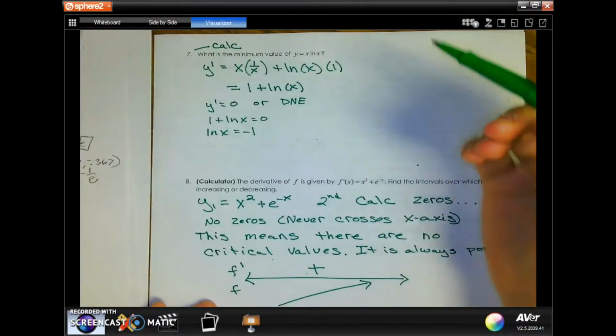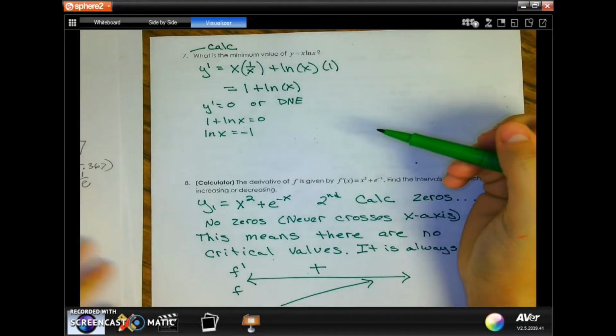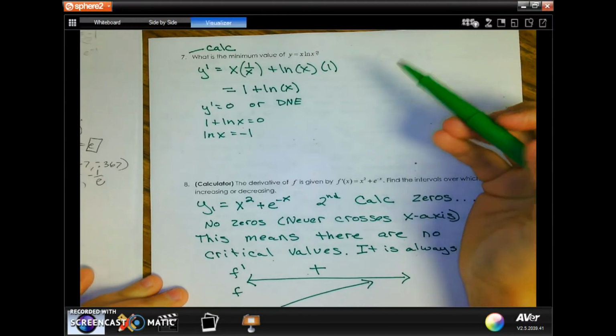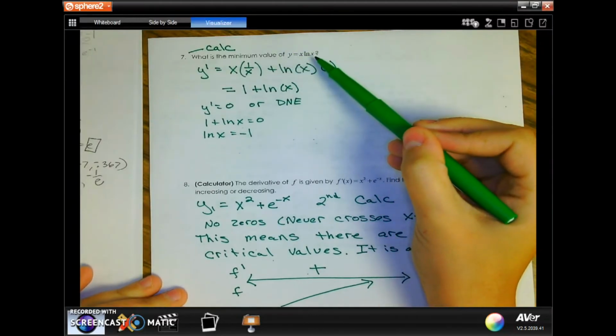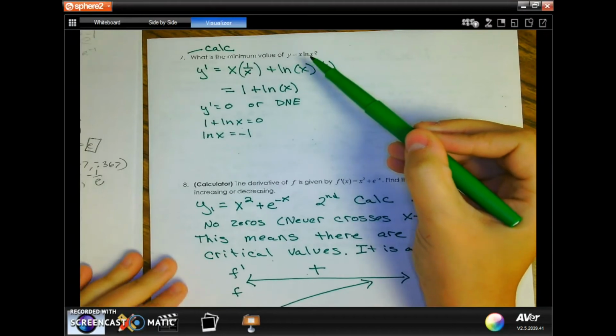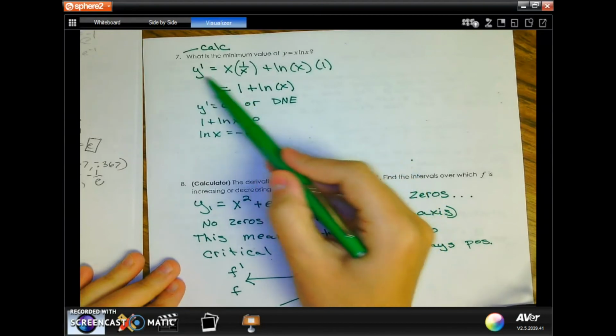Okay, so number 7, you should have calculator on it. So you would need your calculator for this one. The easiest way to find the minimum would just be to type that right into your y equals and then do second calc and then find the minimum that way. But using the calculus techniques, the other way that you can do it is to take the derivative.